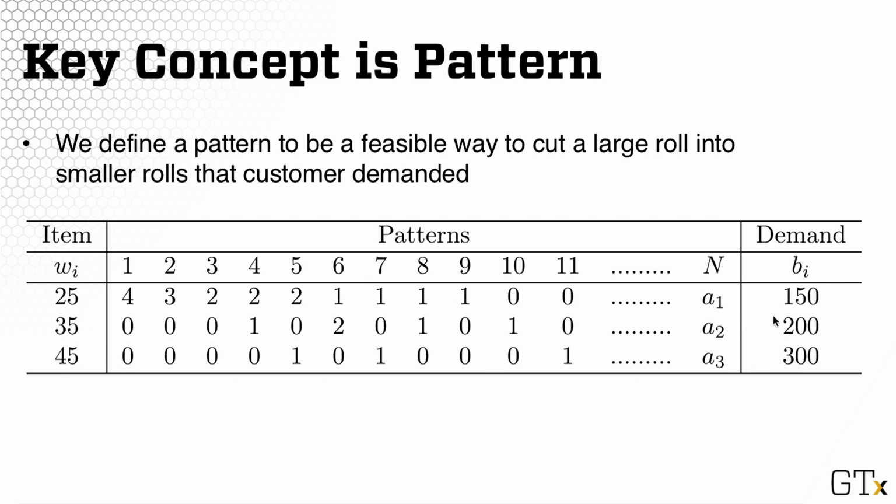So what is the right-hand side here? I'm putting demand quantities, 150 copies of the first demand, 200 of the second, 300 of the third. And you can see that I'm setting this up to really write a constraint.